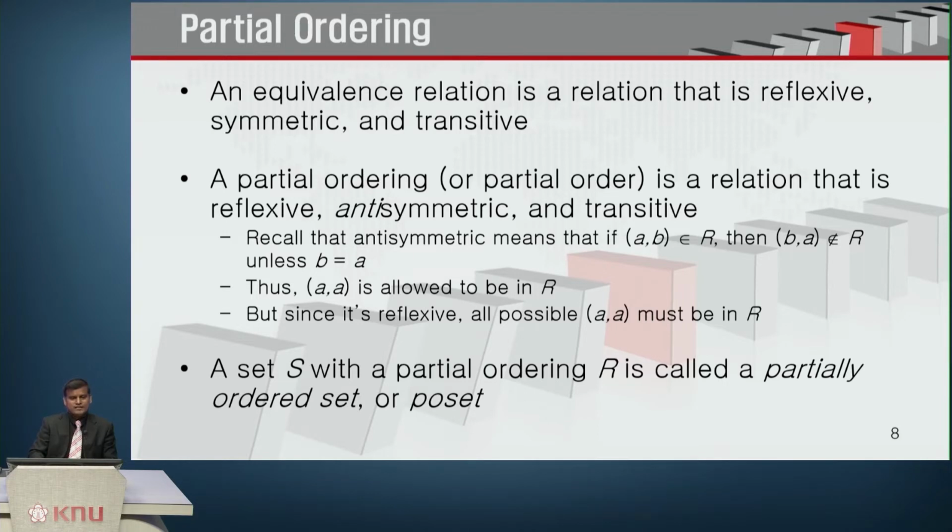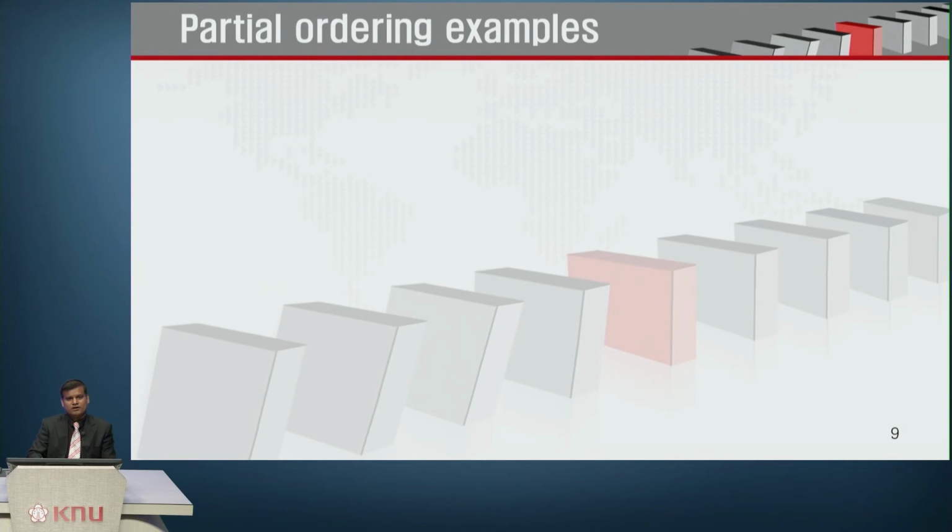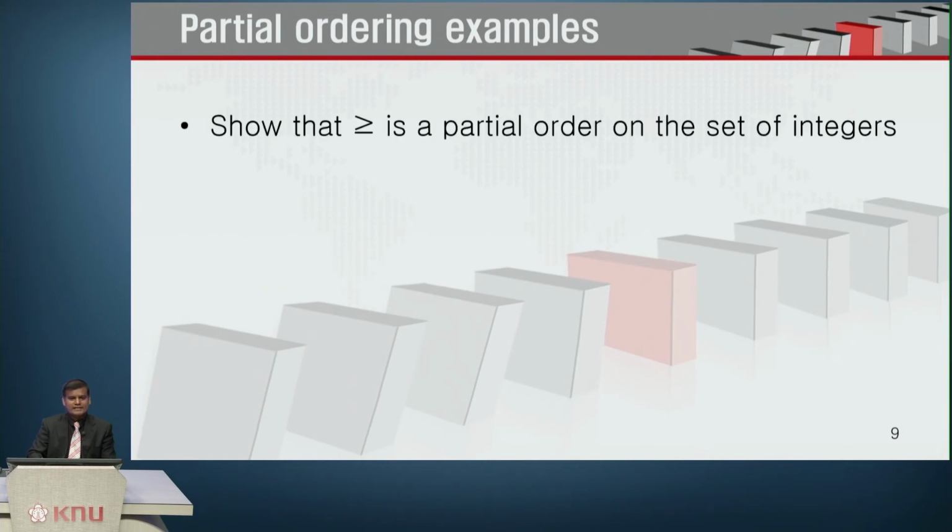So a set S with partial ordering R is called a partially ordered set, or poset. You can denote this whole structure as a poset. We will refer to it as poset from now on, for partially ordered set. So, partial ordering examples here.